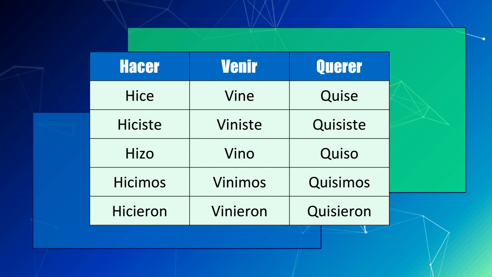So we have hacer, hice, hiciste, hizo, hicimos, hicieron. Venir, vine, viniste, vino, vinimos, vinieron. And then querer, quise, quisiste, quiso, quisimos, quisieron. And really what kind of unites all of these is the I. So if you look all the way through there, they're kind of like stem changers if you think about it. But the stem changers don't really make any sense.